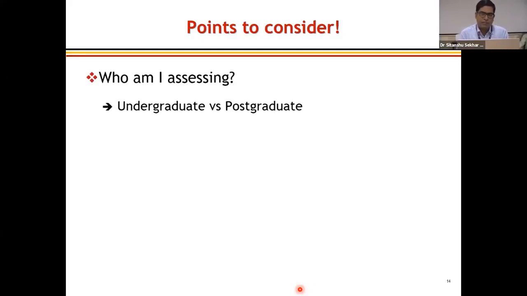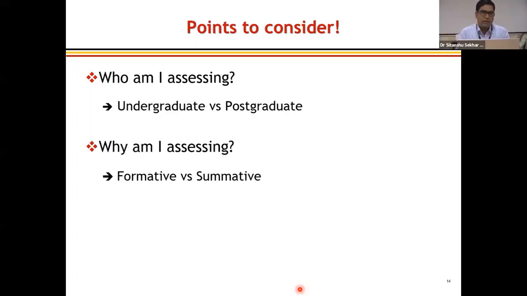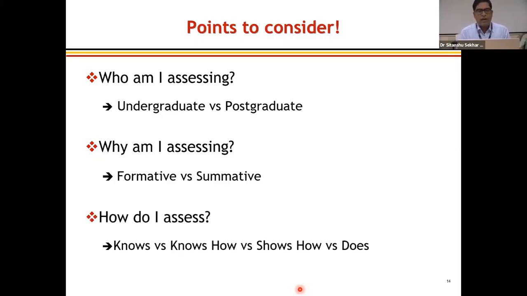Before we start any system of assessment or the blueprinting process, we need to consider certain points. The first point is, who am I assessing? Is it undergraduate or postgraduate? Because in the undergraduate curriculum, the weightage we give to various domains of learning will be a little different from the postgraduate assessment. The second question we should ask is, why am I assessing? Is it formative, where my intention is to give feedback, or am I going to make a pass or fail decision? The final thing is, how do I assess?